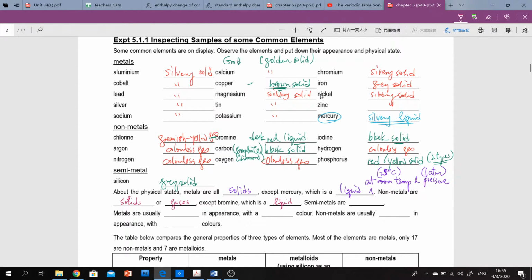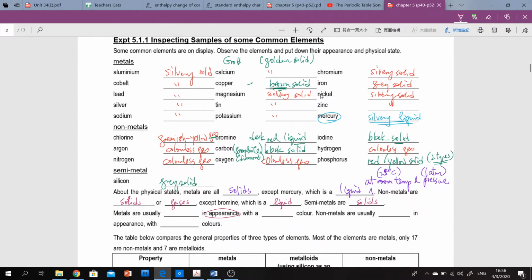In the periodic table, how many elements are liquid at room temperature and pressure? The answer is just two: one metal and one non-metal. The liquid metal is mercury, while the liquid non-metal is bromine. Semi-metals are mostly solid. That is the first part. Second, appearance.